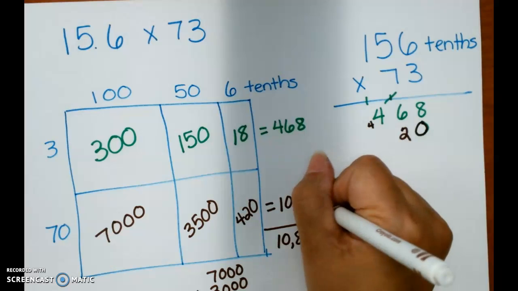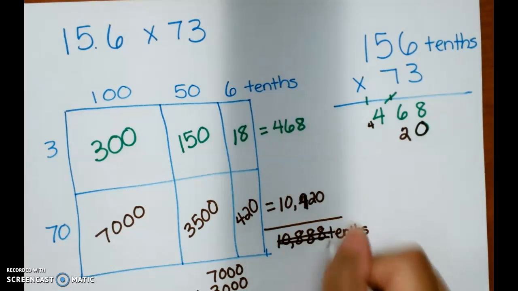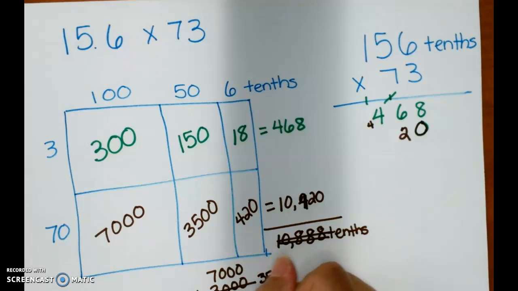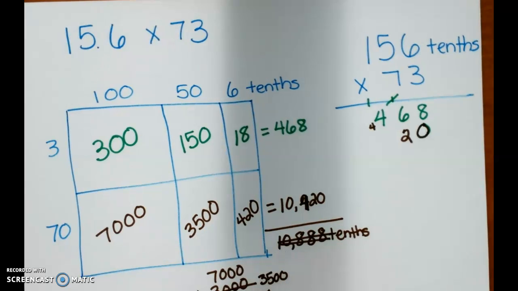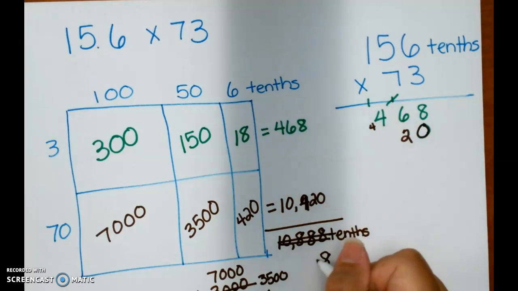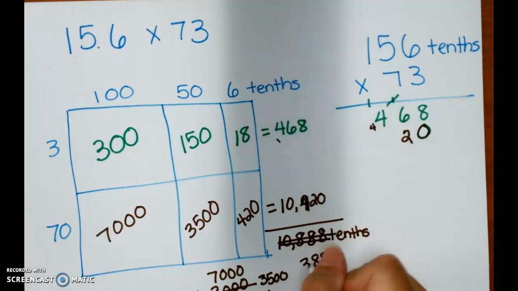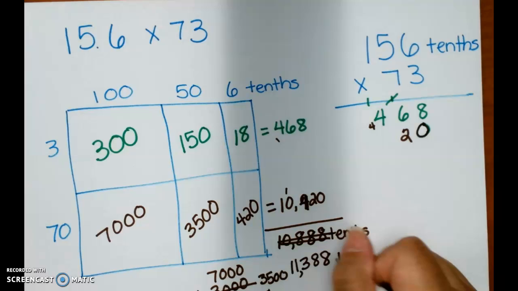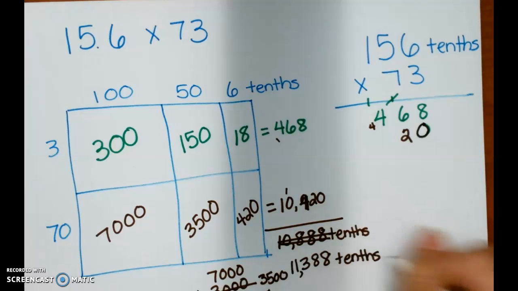Oh, Miss Walker, you messed up. This should not be 3,000. It should be 3,500. So that should be 10,920. See, I messed it up anyway. So that should be 8. 9 plus 4 is 13. It's even worse. I got 11,388 tenths. Okay, sorry about that, guys. Now I've confused you all.